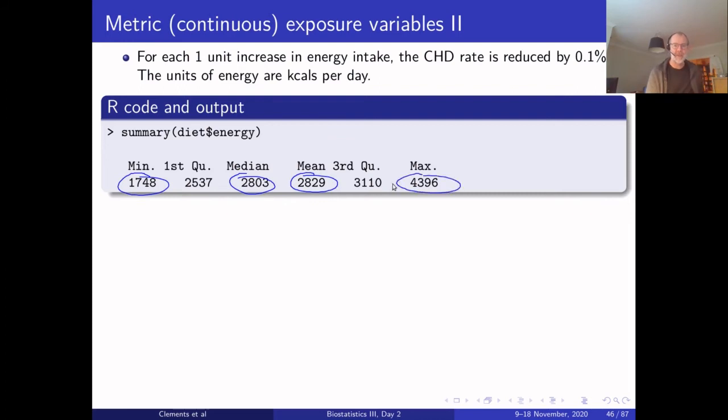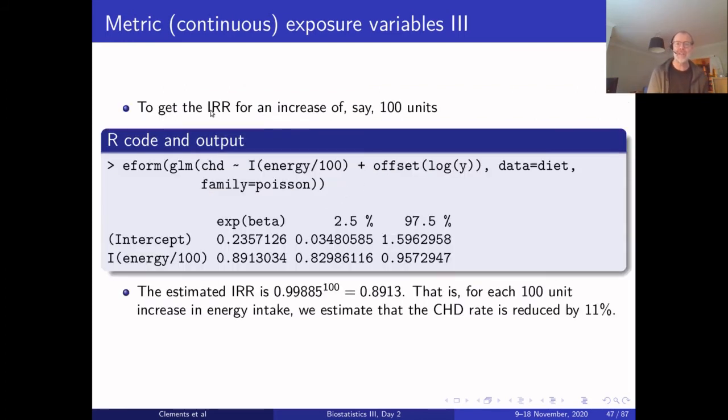What we could do instead is get the incidence rate ratio for an increase of, say, 100 units. We use this I notation again, so it's energy divided by 100, and we want a variable for that for rates. Then we find an incidence rate ratio of 0.89, which can also be calculated as 0.99885 to the power of 100. That means for each 100 unit increase in energy intake, the CHD rate is reduced by about 11%.